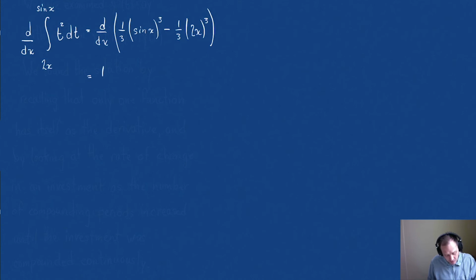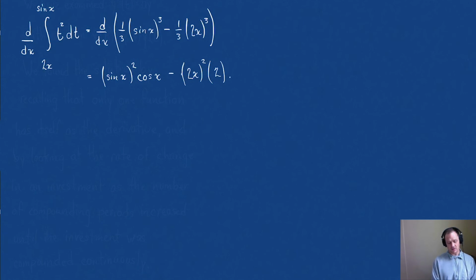Then we're going to be left with the sine of x. We reduce the 3, so it becomes a 2. And then the derivative of sine, that's cosine of x. Minus, and then we take the derivative of the 1/3 times 2x quantity cubed. Well, that's going to give me 2x squared times the derivative of 2x. Okay, and then we can do a little bit more cleanup, but really what we want to do is see the comparison here.